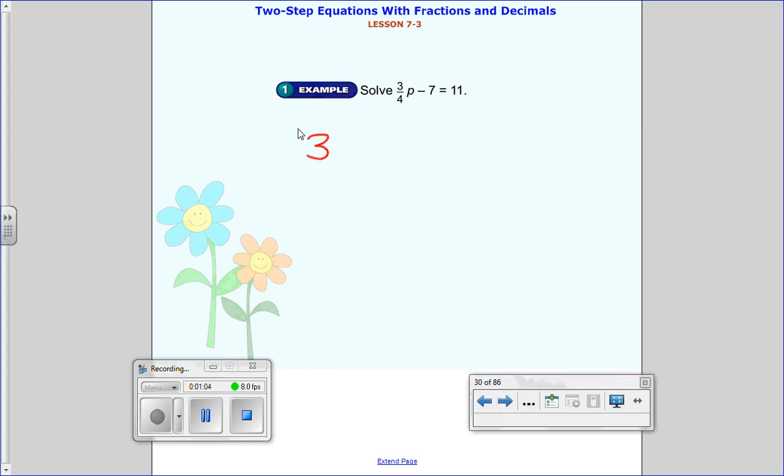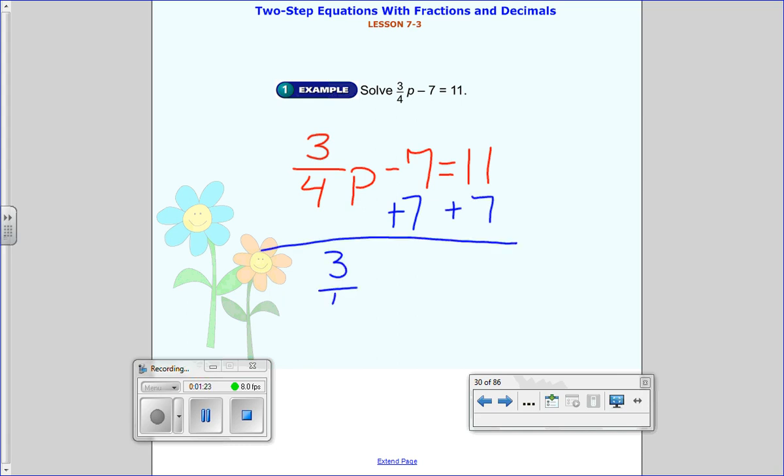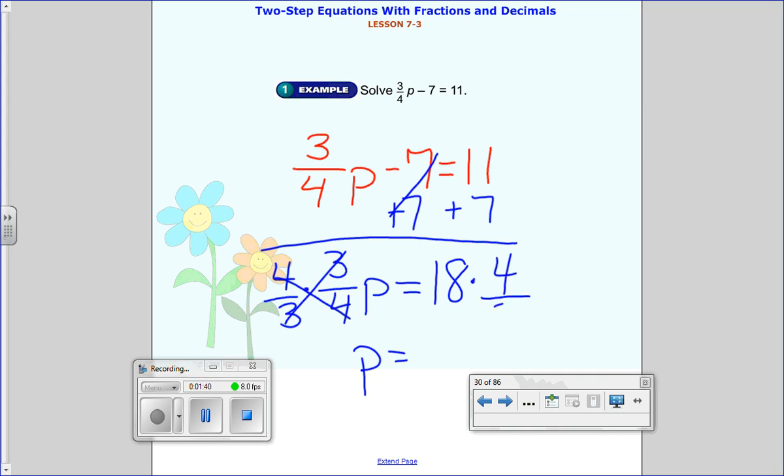However, this time they added in a -7. So we have 3/4 times p minus 7 is 11. And when we solve two-step equations with fractions, we do them really in the same way. We first get rid of that -7 by adding 7. We undid it. And we're left with 3/4 times p is equal to 11 plus 7, which is 18. And again, we can multiply by the reciprocal of 4/3, because again, you'd get 12 over 12, which is just 1. So we're left with 1p. And do that to both sides, of course.